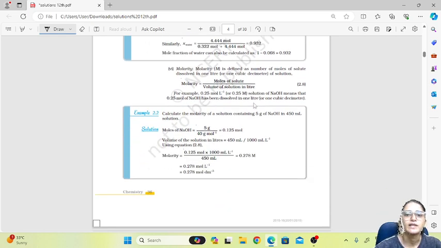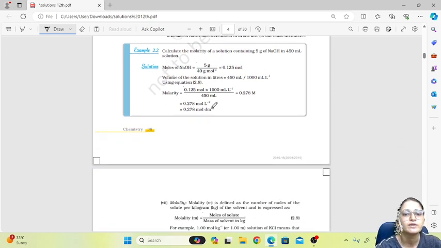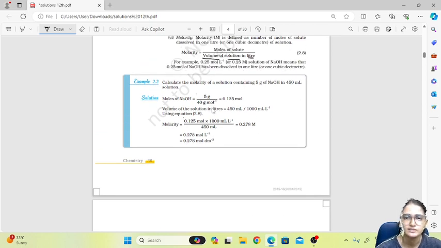Next concept is molarity, which we have already studied in 11th standard, also for practicals. Molarity is the number of moles of solute per volume of solution in liters. This is the basic formula of molarity, which tells us about the concentration, and it is in terms of volume of solution, in liters. So if you are given 0.25 mole per liter, or a 0.25 molar solution, it means that 0.25 mole of NaOH has been dissolved in 1 liter of solution.